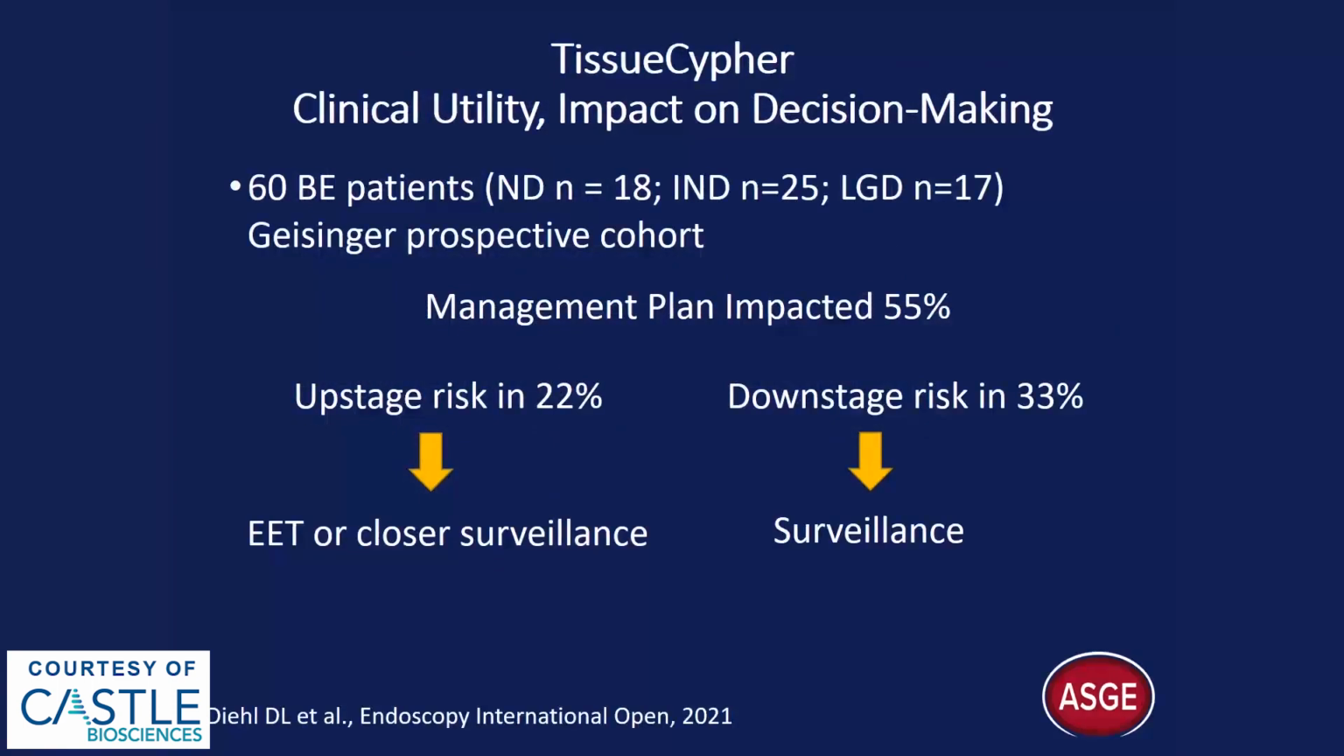The potential impact and clinical utility of TissueCypher on decision-making was illustrated in this recently published study from David Deal at Geisinger Medical Center in 60 Barrett's patients with no dysplasia, indefinite for dysplasia, or low-grade dysplasia. The management plan was impacted in 55%, which included upstaging the risk in 22%, leading to the decision to perform endoscopic therapy or at least closer surveillance, and downstaging the risk in 33%, leading to recommendation for routine surveillance.